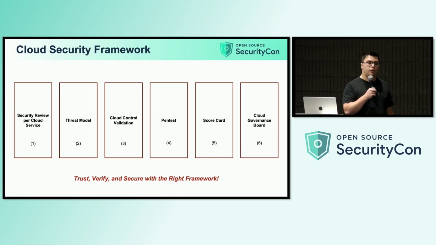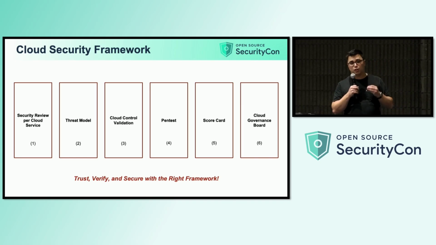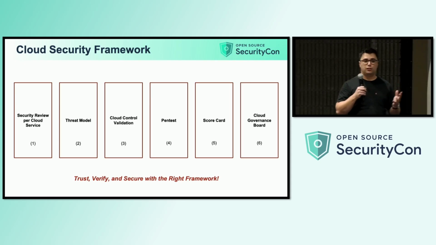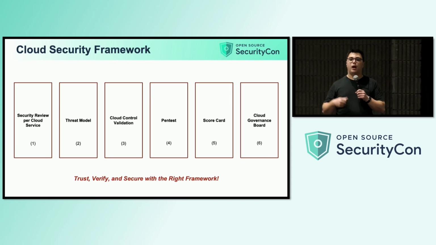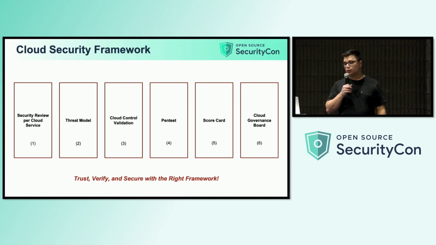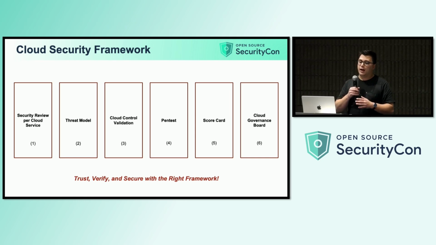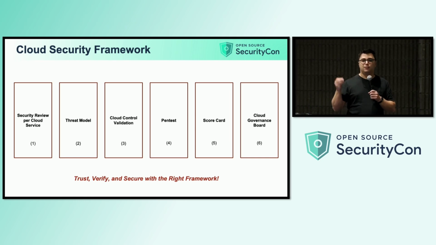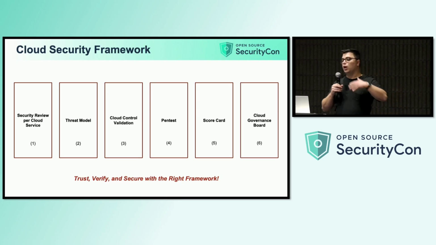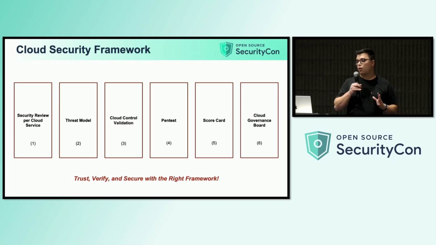Cloud control validation. For a lot of regulated organizations, they have their own internal cloud security framework. Sometimes that is inspired by the Cloud Security Alliance matrix. And they will perform an assessment of the pattern when the pattern is deployed in non-production. Pen test, because it's still good to have an external opinion about that. And scorecard. The scorecard is an IT risk document, and that will be fed by the output of the security review, the threat model, the cloud control validation, and the pen test. All these findings will feed the scorecard.